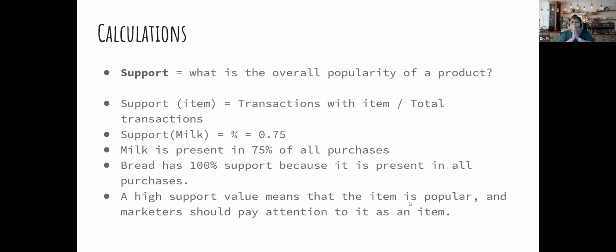One of the things to remember is that we're determining the percentage. Remember, we were talking about frequency. Now, bread has 100% support because it is present in all purchases.